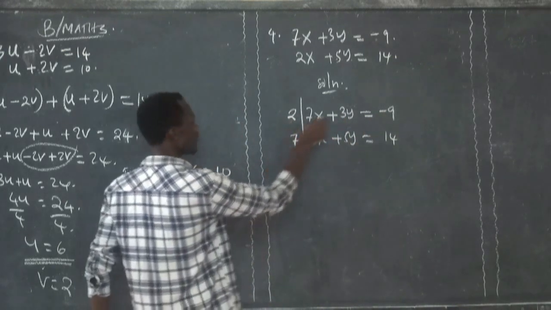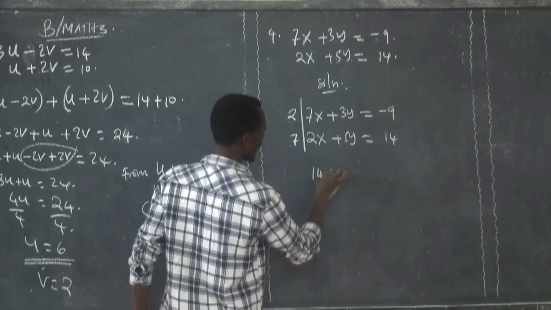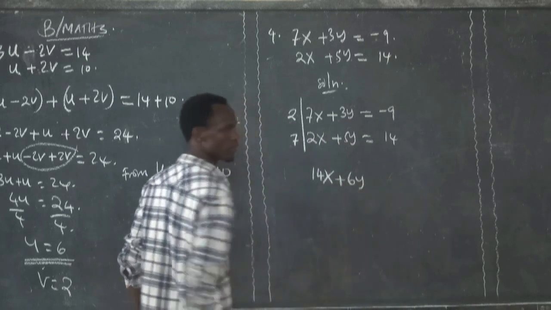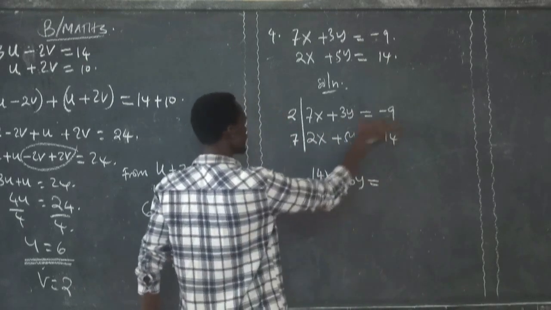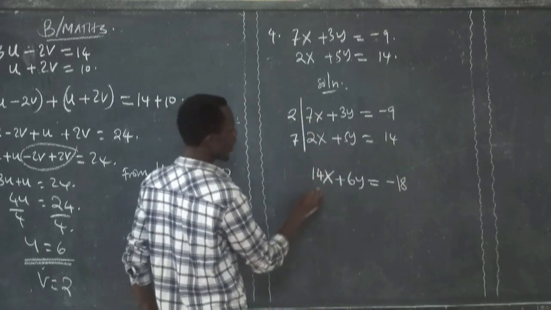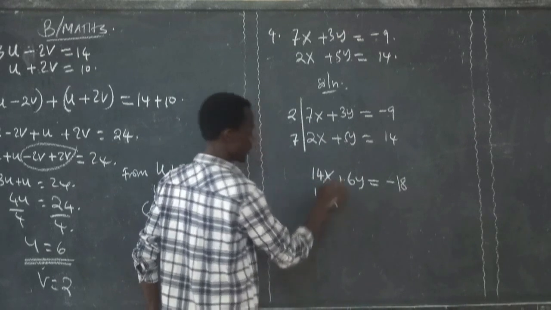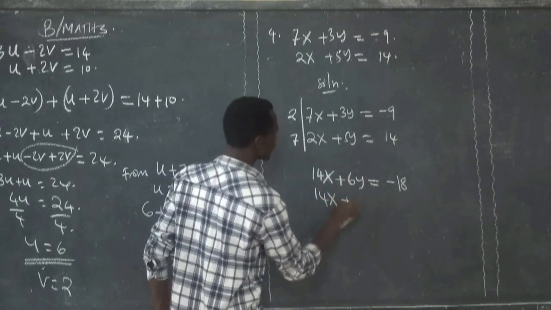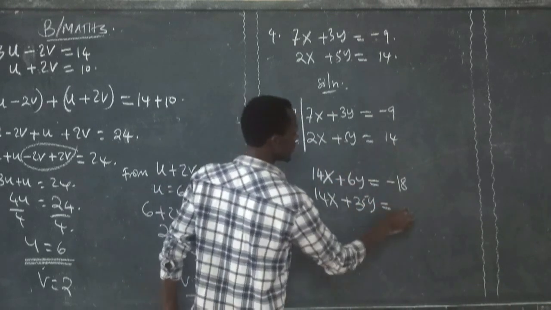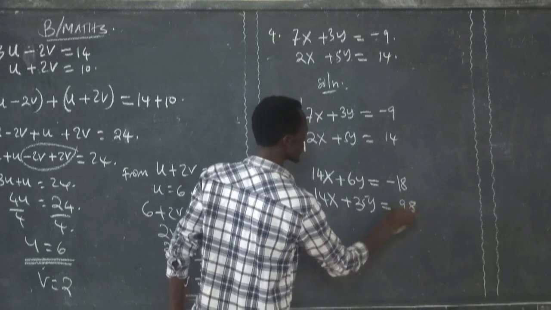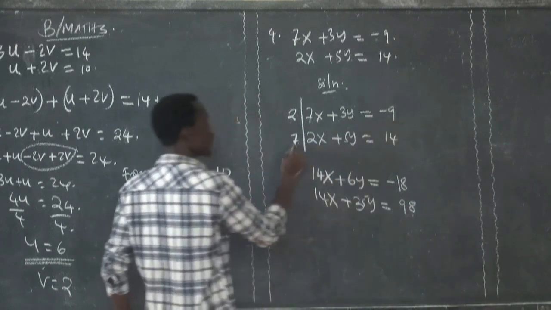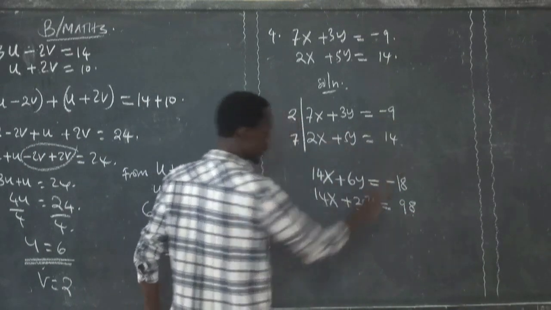Now, 2 times 7x gets what? 14x. Then 2 times 3, you get 6, what? 6y. Then it is equal to negative 9 times 2. Negative what? 18. Now here you have 14x, then positive 35y is equal to negative 98. Now we have multiplied this throughout the equation. We have multiplied this one throughout the equation.